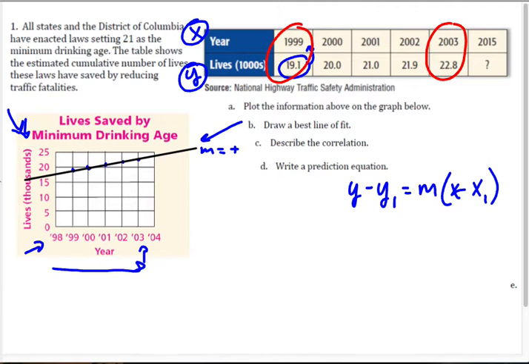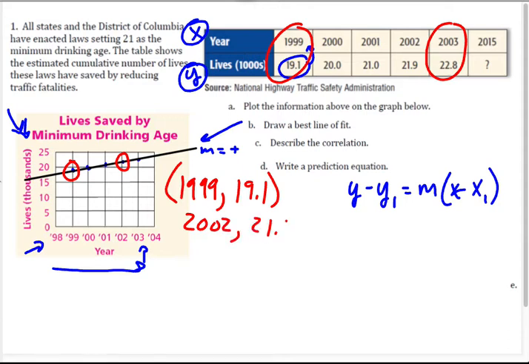But just to show that, I'm going to pick this point because it's on the line and this point because it's on the line. 1999 and 19.1, that's one point I'm going to use. I'm going to use 2002 and 21.9. Okay, those 2 points. Now all I'm going to do is I usually just pick the first point and plug that in for y sub 1 and x sub 1. But we do need the slope here.